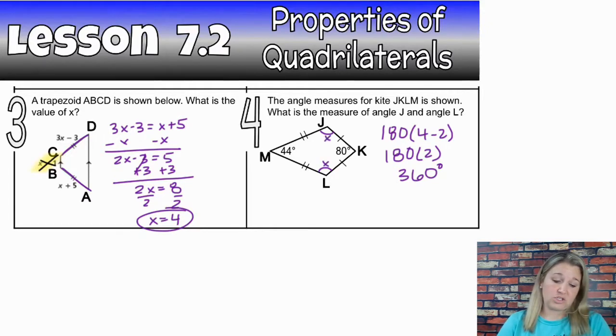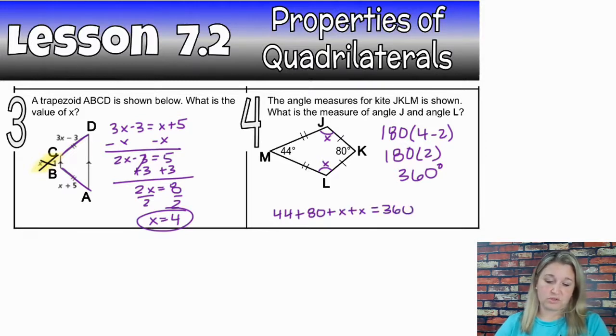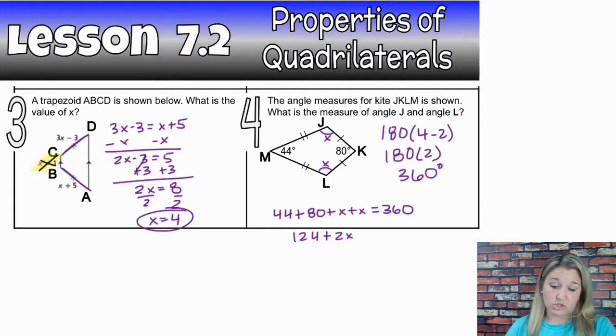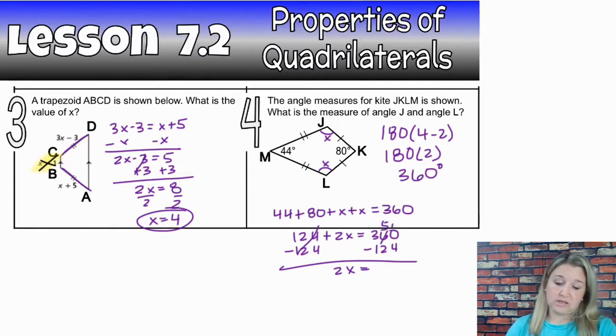So I'm going to call J and L both just x's there. So I'm going to have 44 plus 80 plus 2x is equal to 360. So then I'll add my constants and my x's together. So I'm going to end up with 124 plus 2x is equal to 360. And then subtract 124 from each side. And so 2x is going to be equal to 236. And then lastly, divide by 2. And so x is equal to 118 degrees.